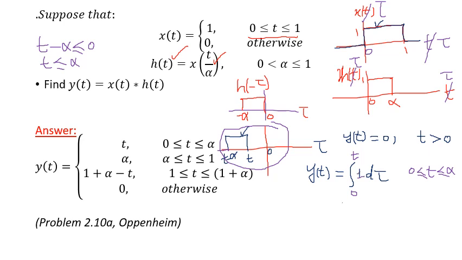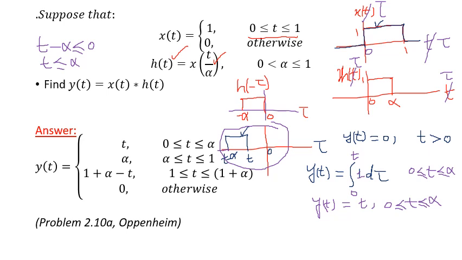So when I integrate it, I'll get y of t equals the integration of 1, which is tau, and if I replace the limits, I will get t. So the first interval value equals t, and this interval is valid when t is greater than or equal to 0 and less than or equal to alpha.